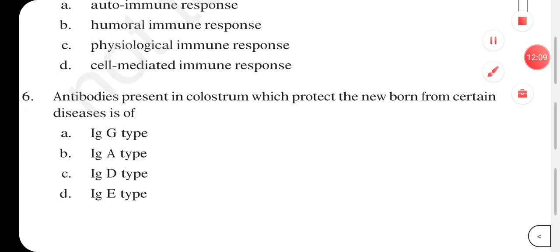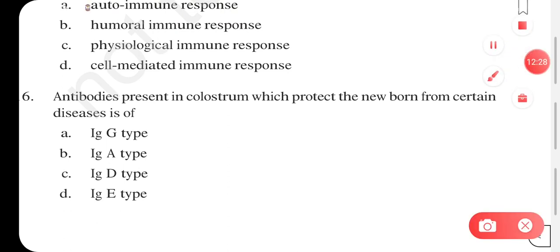Antibodies present in the colostrum, that is the first milk, okay, released by mother. So antibodies present in the colostrum which protect the newborn from certain diseases is of IgG type, A type, D type, or is it E type? So here the answer will be, it is immunoglobulin A type. Okay, so the antibodies present in the colostrum which protect the newborn from diseases are of which type? Immunoglobulin A type. Fine.